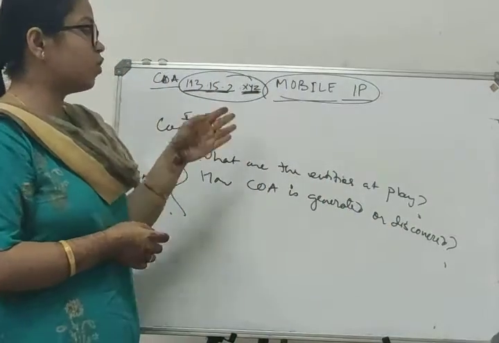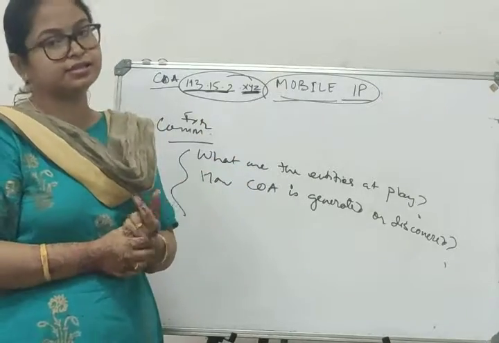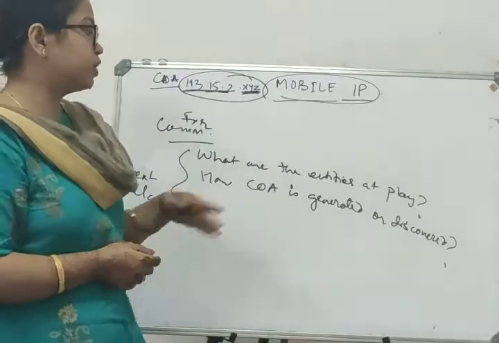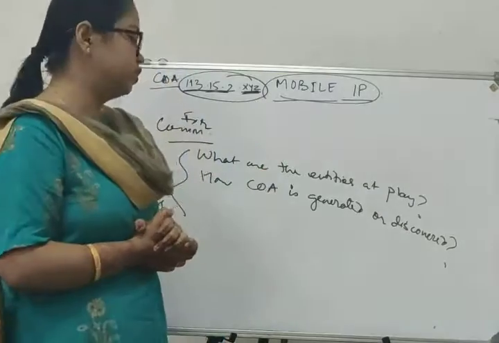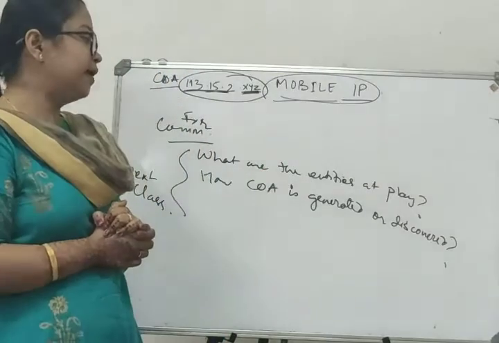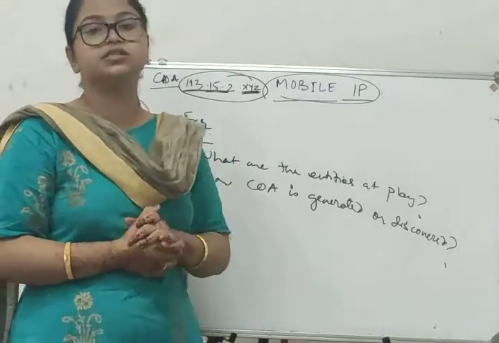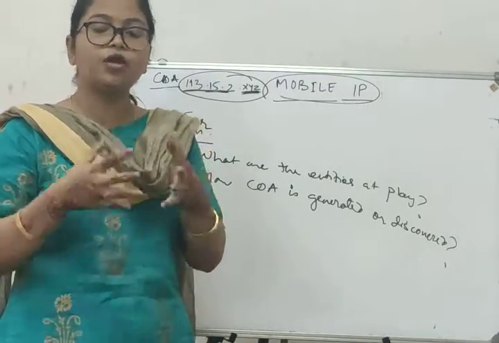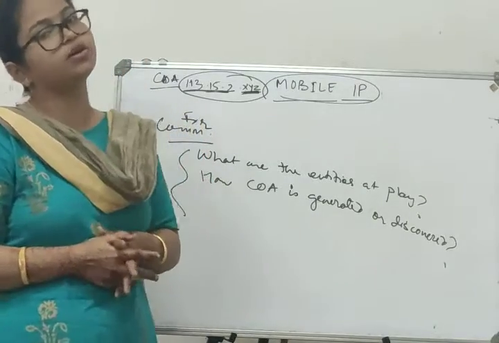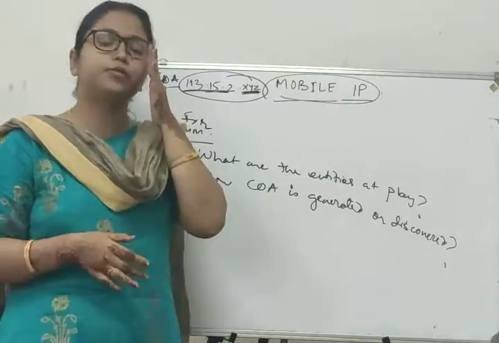We will discuss all this in detail in the next class as well. We will talk about what the entities of mobile IP are, how the architecture looks with the help of a diagram, and how the care of address is discovered. When to assign the care of address and how it is generated. We will talk about all this in the next class.